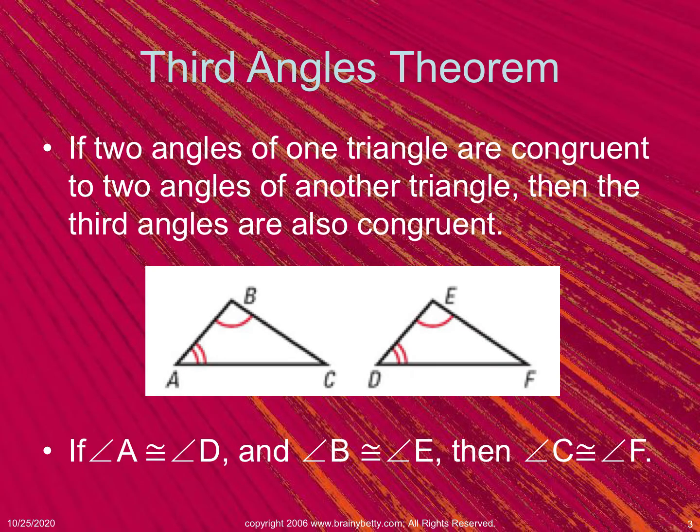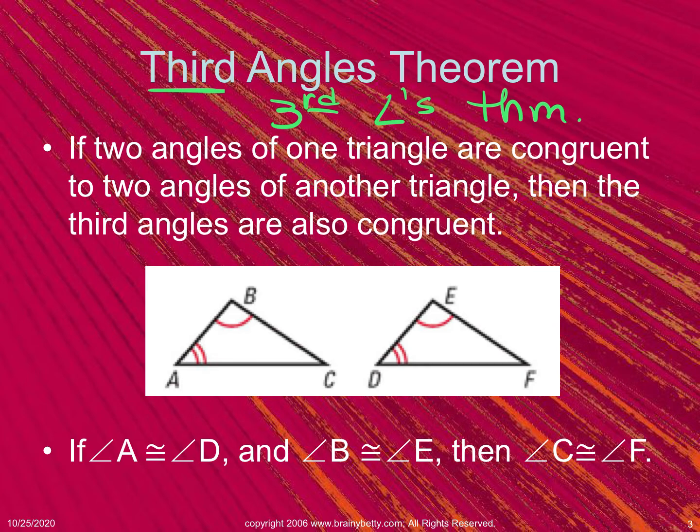This theorem is called the third angles theorem, and all it states is that if 2 angles of one triangle are congruent to 2 angles of another triangle, then the third angles are also congruent. Now, when you're writing this as a reason in a proof, if you want to abbreviate it, instead of writing the word third, you could put 3rd, then the little angles symbol, and then abbreviate theorem as THM. Or you could just write out all the words. But we will be using this theorem as a reason in our proofs.